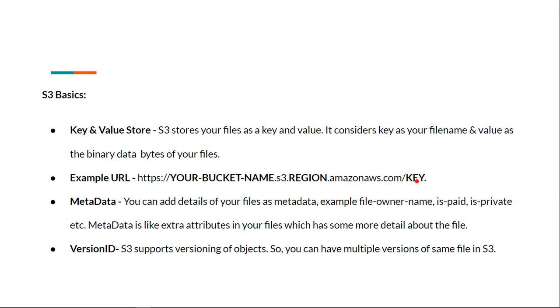Then we have metadata for our files. You can add details of your files as metadata. For example, you can attach file owner name, is paid, is private, etc. Metadata is like extra attributes in your files which have some more detail about the file. And S3 versioning. S3 supports versioning of objects. So, you can have multiple versions of the same file in S3.